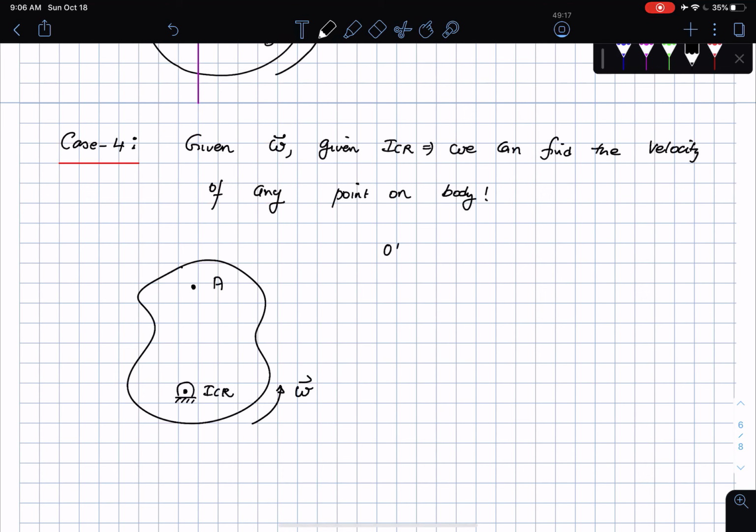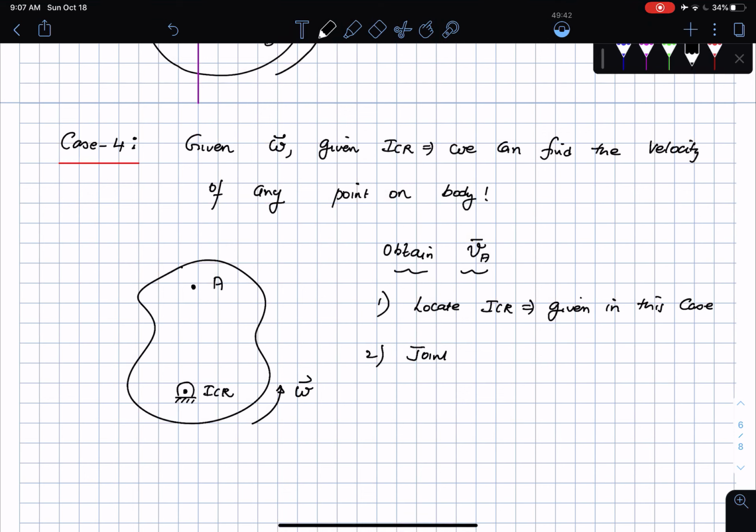So, obtain the velocity of A. How do I do this? First step is locate the ICR. This is given in this case. Then I draw a straight line joining A and ICR. So I'm just going to join those two together.